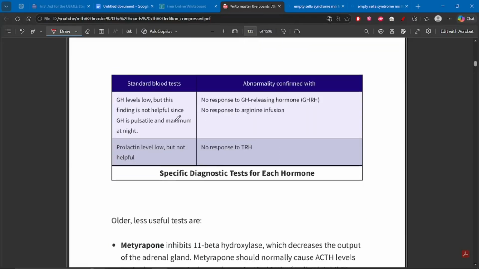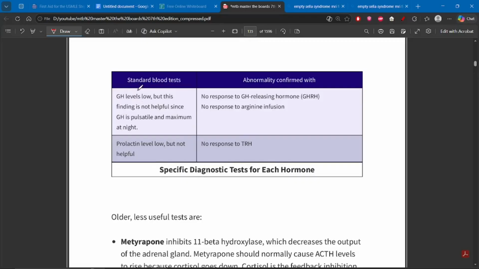Okay, if we want to check growth hormone levels, then we can directly check growth hormone levels. If they are low, then we can confirm by giving them the GH releasing hormone. And if there is no response, then we confirm that growth hormone is deficient. Also, there would be no response to the arginine infusion, which normally does produce a pulsatile response in the growth hormone.